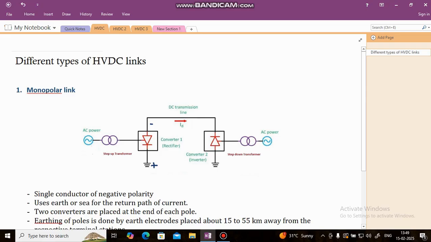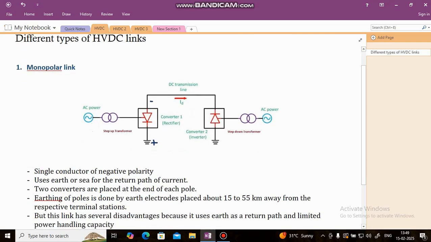This earthing of pole is done preferably about 15 to 55 kilometers away from the terminal stations. Also, we prefer to provide the negative current conductors, because in the negative current conductor corona losses are minimum. So this is all about the monopolar link. Now we will see the bipolar link.